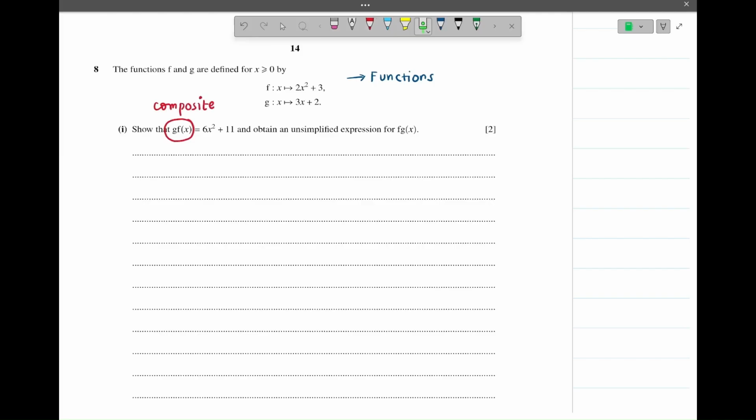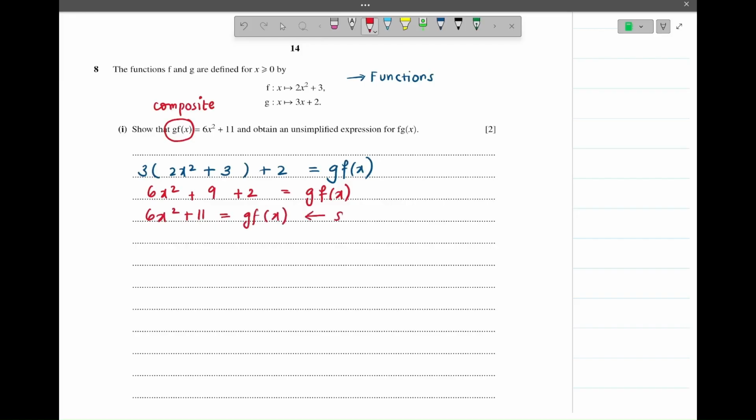So over here the rule that we follow is that the function that is written outside is the one in which another function is being inserted into. So g of x will be written like this. In place of x, I'll put a big bracket plus 2 is equal to g f of x. And inside the bracket, I'll put f of x. That's going to be 2x squared plus 3. That's going to leave me with 6x squared plus 9 plus 2 is equal to g f of x. And that's going to be 6x squared plus 11 is equal to g f of x. Shown, just as the question says.